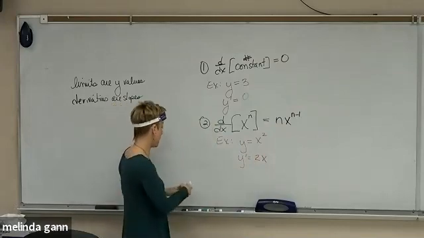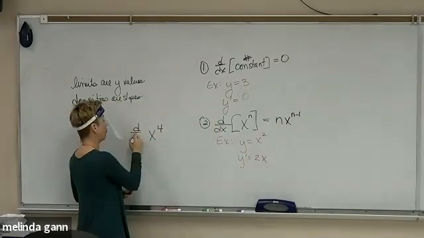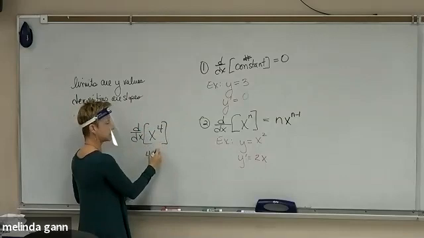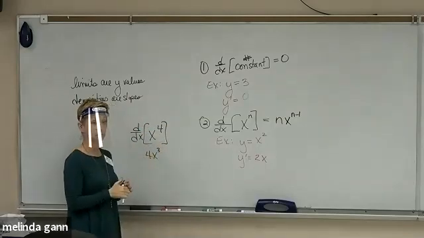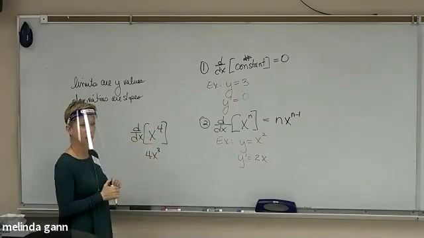What if you had x to the 4th? What would the derivative of that be? 4x cubed. Because the power comes down, the variable stays the same, and the power goes down by 1.